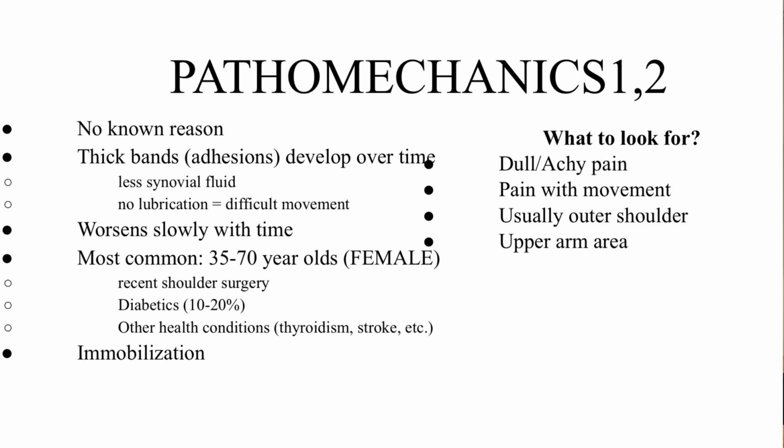And when looking for this in a patient, you look for dull and achy pain, pain with movement, usually the outer part of the shoulder, so this area and the upper arm area. Stroke is also a risk factor for this condition because movement of your arm may be limited. Researchers aren't sure why other diseases and conditions increase the risk, but they do know that thyroidism is linked with inflammation and muscle weakness, which could be the reason that most people with thyroidism have this condition.